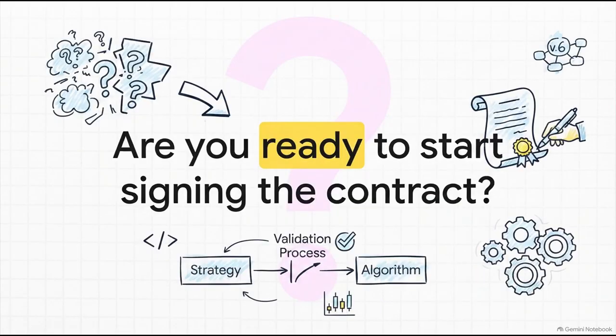So, as we wrap up this explainer, I have to ask you, are you ready to finally stop trading on vague, fuzzy ideas and start signing the ironclad contract on your next algorithmic strategy? Now that you fully understand the tools, the shifting version 6 syntax, and the strict validation process, what is your very first testable rule set going to look like?